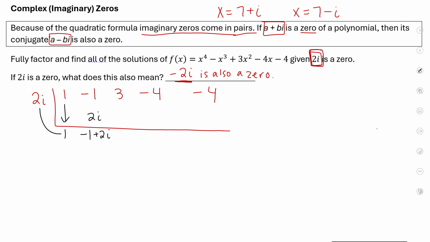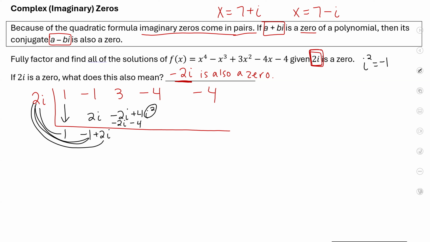Now we're going to multiply again. Negative 1 times 2i is negative 2i. 2i times another 2i is plus 4i squared. Now, a rule that we have to remember is that i squared is negative 1. So this can be negative 2i, and this is a negative 1, so that becomes a minus 4.